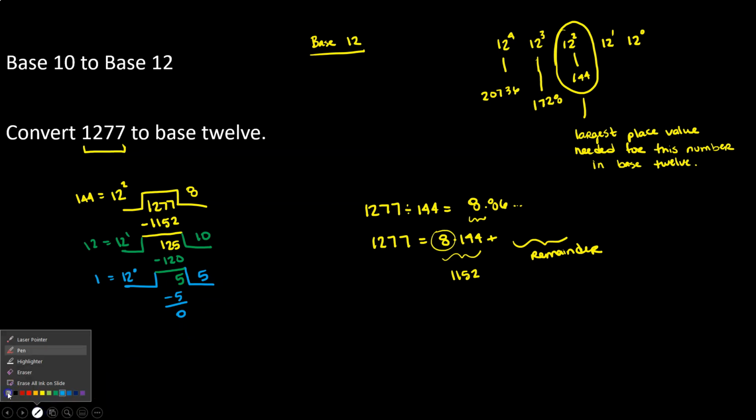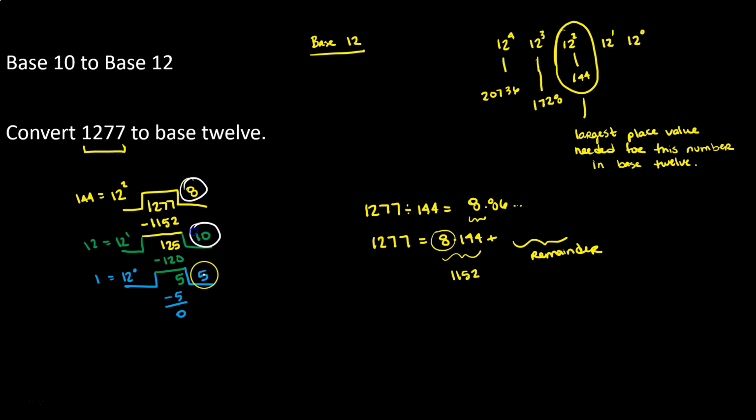Now all we need to do is go back and pull out the numbers. Now in base 12, we can't write 10. That's a base 10 digit. So we would replace that with a T for 10. So the number 1,277 in base 10 turns into 8T5 in base 12.